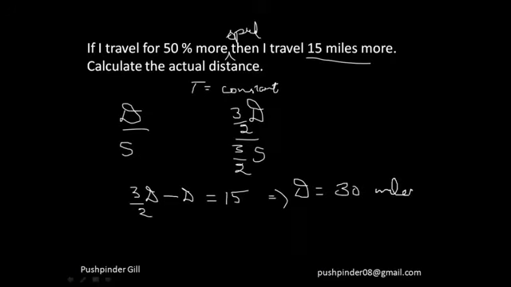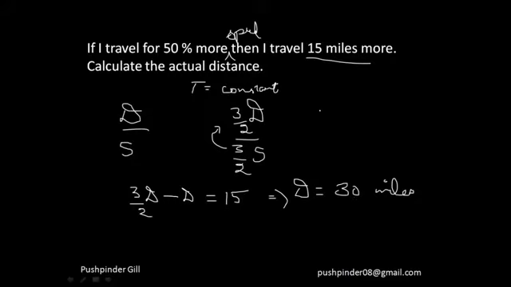Fine. So it's a simple way and a safer way for you to solve this question. So let me just take a quick recap. If I travel at 50% more speed, then I travel 15 miles more, and calculate the actual distance, right? So if I travel d miles and now I travel 3 by 2d miles, because distance is directly proportional to speed. So if speed is getting multiplied by 3 by 2, distance will also get multiplied by 3 by 2. So the difference is already given as 15 miles. So that means actually I travel 30 miles.